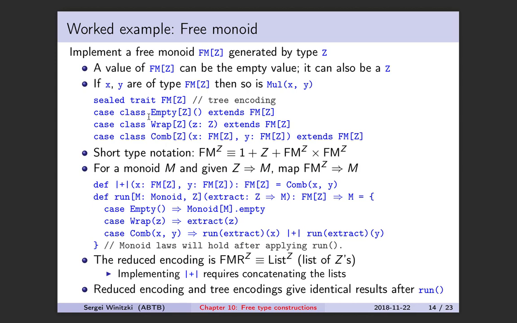So this was the tree encoding, and the reduced encoding is just a simple list where this operation is concatenating the lists. The empty is the empty list, and the wrap is a list of one element. And so it's interesting to notice that after running, the tree encoding and the reduced encoding would give you the same result. They're just different encodings of the same value. They're not equivalent in terms of their performance, perhaps, and memory requirements are different, but they're equivalent in terms of the resulting value.